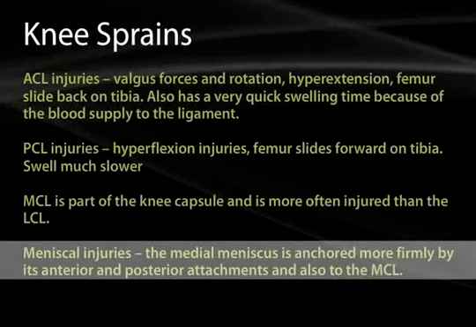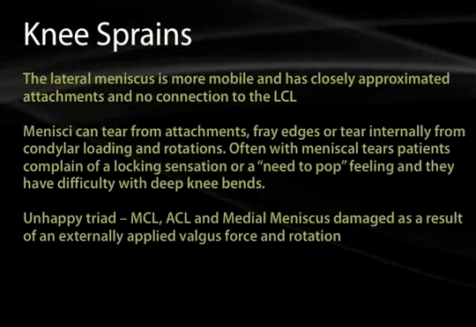The meniscal injuries, therefore, are going to be in association with the MCL because of its anchor to the medial meniscus. And that stability that it offers also increases its potential for being injured. Because the lateral meniscus is more mobile and has more closely approximated attachments on the tibial plateau, therefore it has more mobility and is less likely to be injured. When you get a meniscal injury, they can be torn from their attachment sites, they can have frayed edges through wear and tear, or they can have bucket handle tears, which would be from condylar loading and rotation.